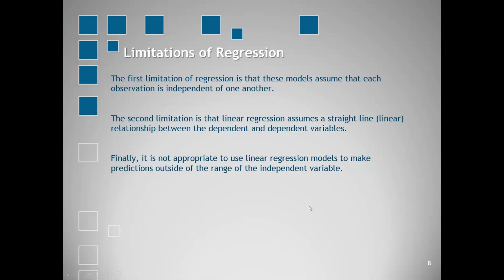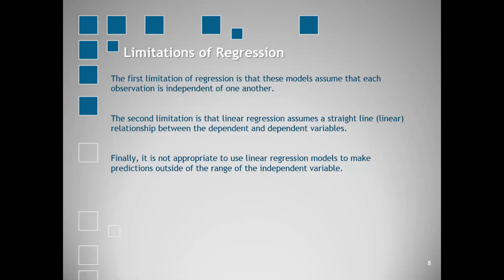As you can hopefully see, linear regression is an incredibly useful tool. However, it is not without its limitations. The first limitation of regression is that these models assume that each observation, or each person in your data set, is independent of one another. That's just another way of saying that everyone in our sample has been selected at random. The second limitation is that linear regression assumes that a straight line relationship exists between the independent and dependent variables. If this relationship is not true, then the linear regression model will not accurately represent the data.